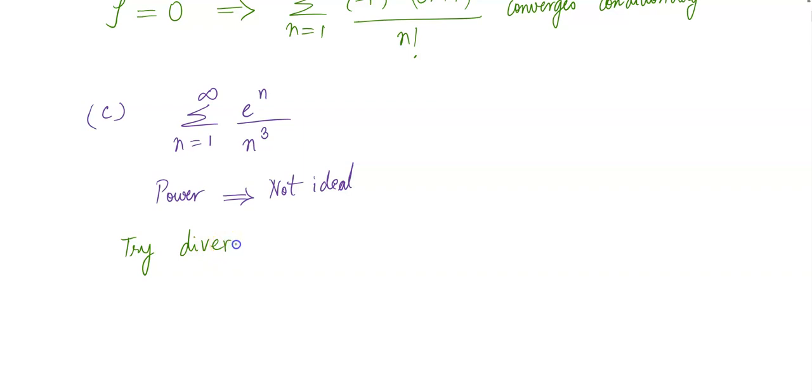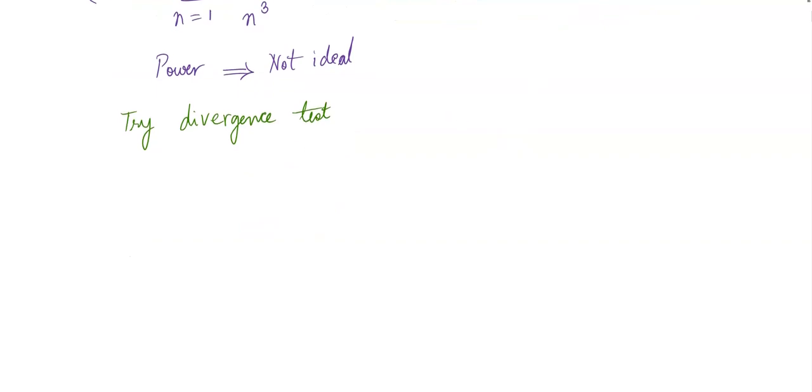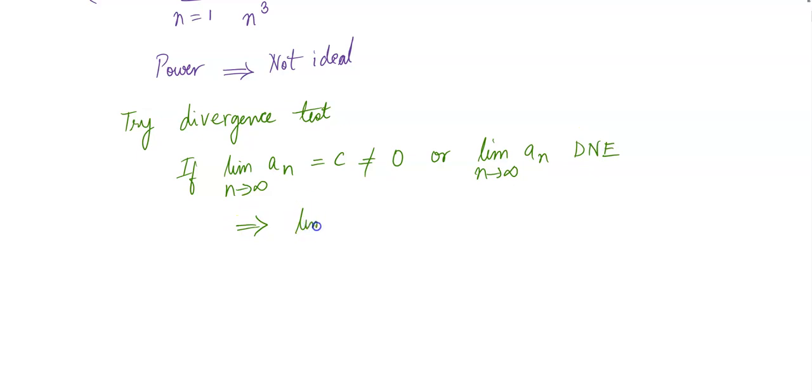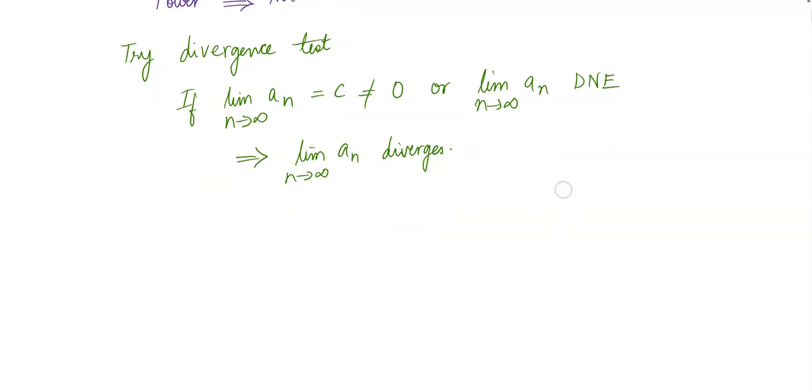So try the divergence test. If you recall, the divergence test is kind of simple. It says if the limit as n approaches infinity of a_n equals c, which is not equal to 0, or if it does not exist, DNE, then the series diverges. A very simple test, but this is a divergence test, so it only talks about divergence. So we could go ahead and try this, right?